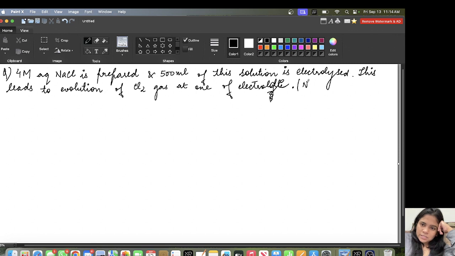Now the atomic masses are given. For Na it is 23, for Hg it's 200, and for 1 Faraday you know it's 96500 coulomb. What do you need to find? It has different parts. The first part: you need to find the total moles of Cl2 evolved.